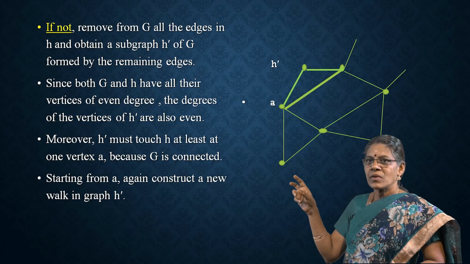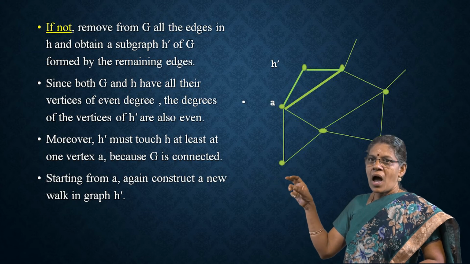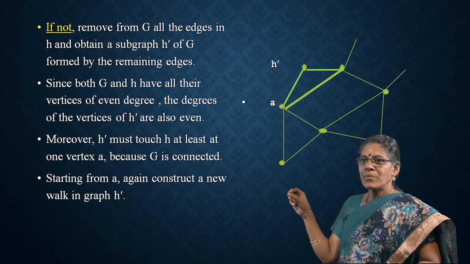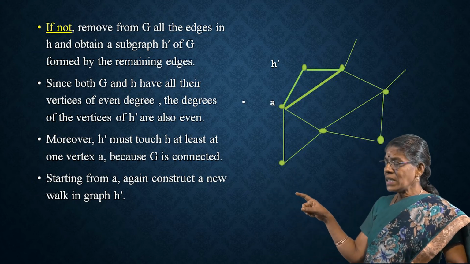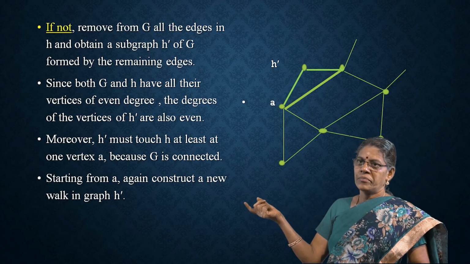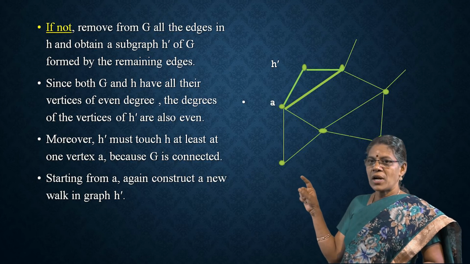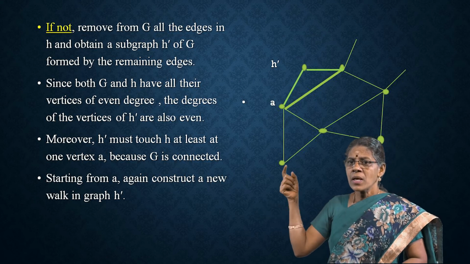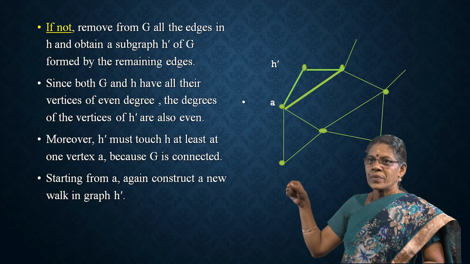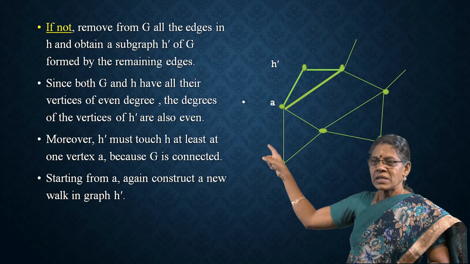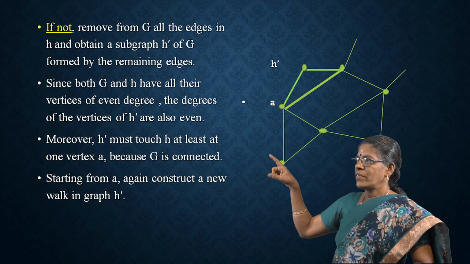Otherwise, if not, what conclusion do we arrive at? Remove from G all the edges in H and obtain the subgraph H' of G formed by the remaining edges. Since G and H have all their vertices of even degree, the degrees of the vertices of H' are also even. Okay, see the graph, then it is clear to you. Moreover, H' must touch H at least at one vertex because G is connected. Okay, so starting from A, again construct a new walk in graph H'. Here H' and A are given. See the graph and do the process. Again we get the degree of every vertex as even.